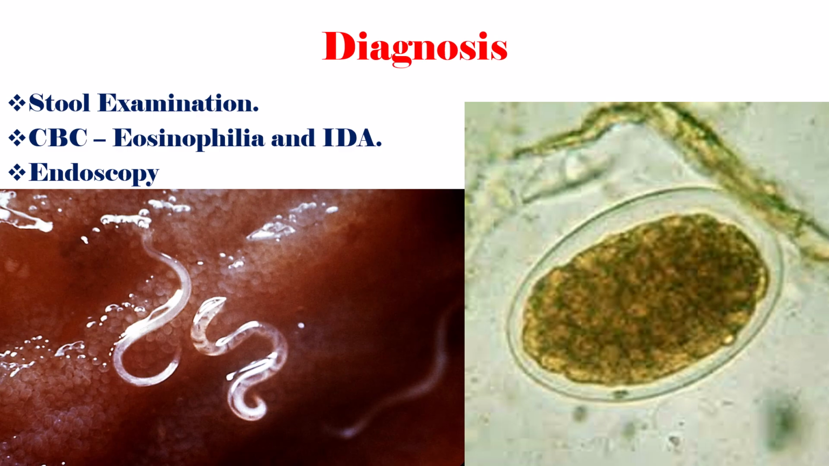The most common diagnostic method is microscopic identification of hookworm eggs in a fecal sample. A complete blood count may show eosinophilia, an elevated white blood cell count, and iron deficiency anemia. On endoscopy, in rare cases, it may reveal adult hookworms which attach to the small intestine.